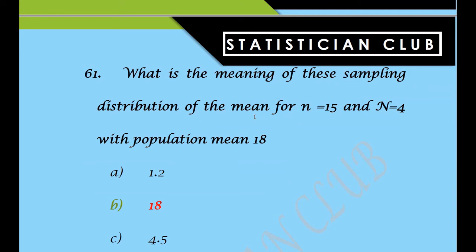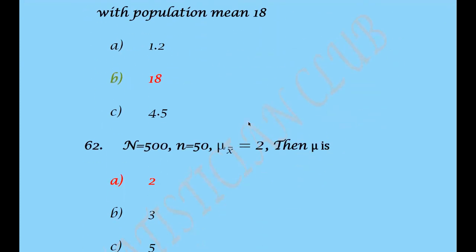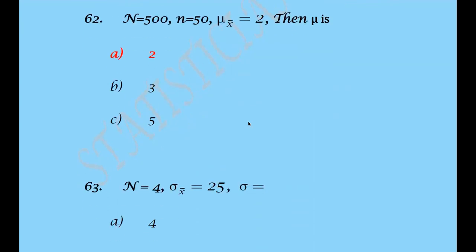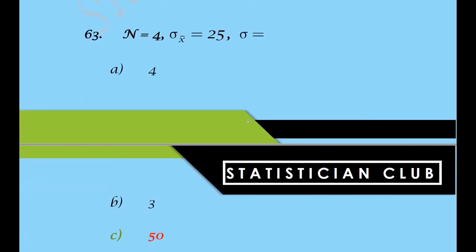What is the mean of the sampling distribution of mean for n is equal to 15 and capital N is equal to 4? The population mean is 18. Capital N is equal to 500, small n is equal to 50, mu x bar is equal to 2. Then mu is equal to 2. If capital N is equal to 4, sigma x bar is equal to 25, sigma is equal to sigma x bar is equal to sigma over under 10. 4. So we take square root 2 when 2 multiplied with this 25, right answer is 15. So this is the small n, not capital N, small n. Small n is equal to 4, sigma x bar is equal to sigma over under 10.